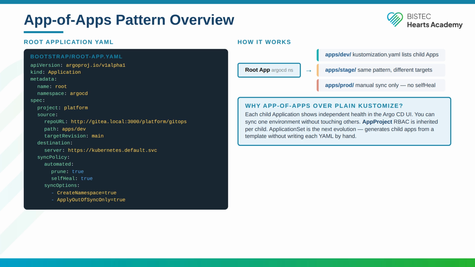The root application in the example points at apps/dev with automated sync, including prune and self-heal. This means the root application manages itself, and adding a new child application file to the apps/dev directory triggers automatic creation with no human action beyond the git commit.